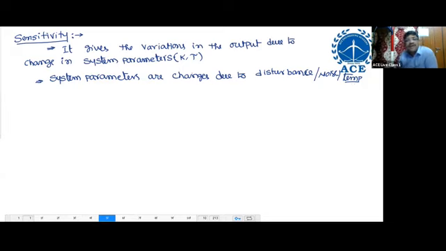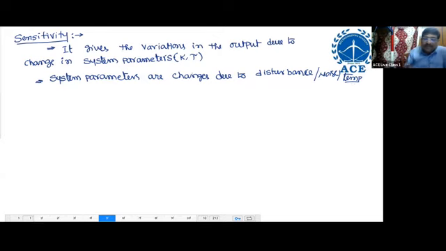So temperature, noise, frequency components, anything that enters into the RLC components, then there will be a change in K and tau. K and tau changes means G of S changes, H of S changes, and that automatically changes the output. That gives the sensitivity. So sensitivity gives the variation in the output due to change in system parameters. Sensitivity is generally discussed with unwanted things and wanted things.